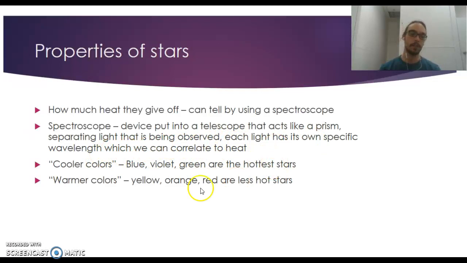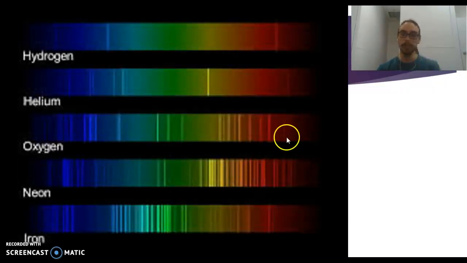to heat. So the cooler colors, and I'm talking cooler as in like in the color spectrum. So blue, violet, green, those are cool colors, but those correlate to the hottest stars because that wavelength correlates to the most energy. So warmer colors like yellow, orange, and red are actually going to be the less hot stars. So if you see cool colors, just think of the inverse, the exact opposite of that. Cool colors, hot stars; warm colors, cold stars. Well, comparatively cold stars.